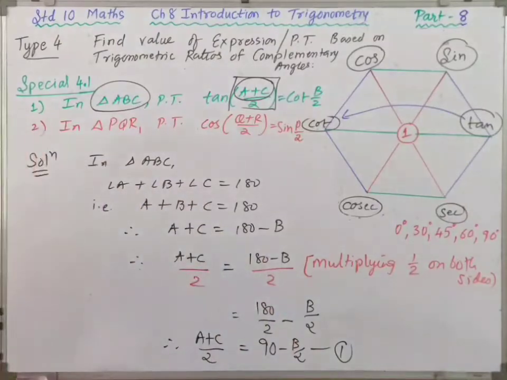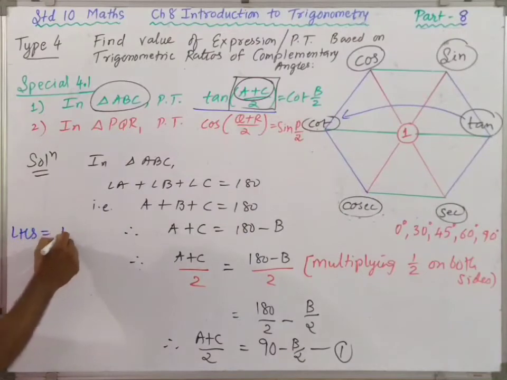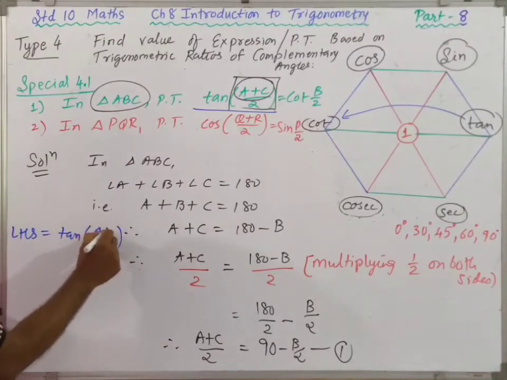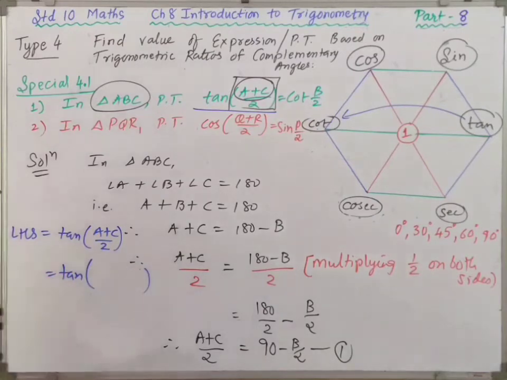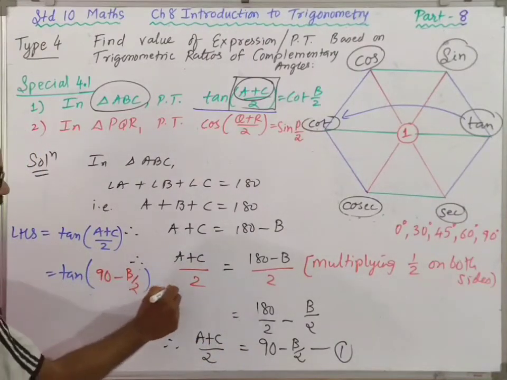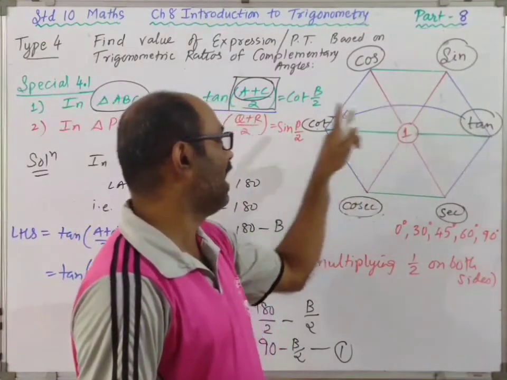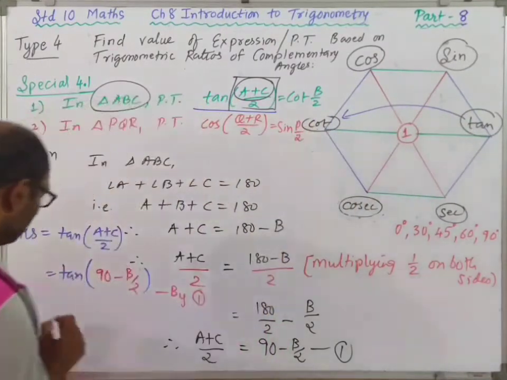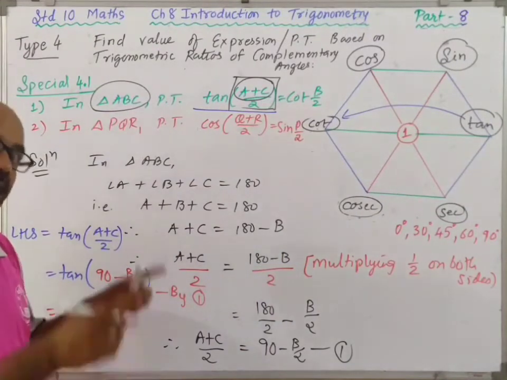Now what you have to prove, I am going to pick up the left hand side. Left hand side is equal to tan of (A plus C) by 2. That is equal to tan of, children, what is (A plus C) by 2? 90 minus B by 2, and this you got by 1. Tell me, what is the complementary of tan? Cot. So this becomes cot. And what is the complementary of 90 minus B by 2? It is B by 2.